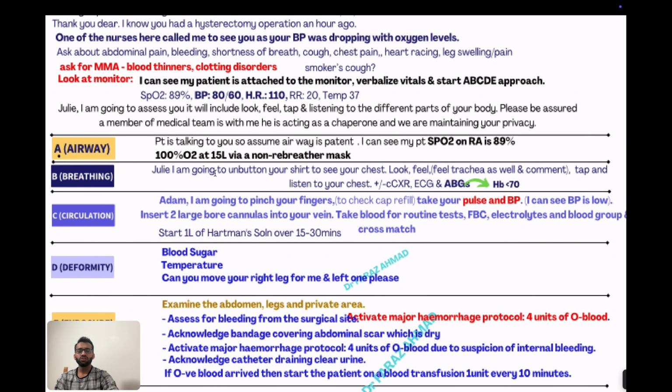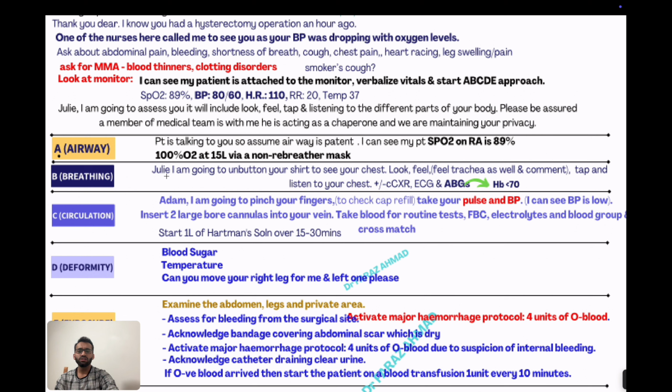In the airway you will say, as my patient is talking, I assume that the airway is patent, but I can see the oxygen saturation is 89% on room air. So I am going to start 100% oxygen at 15 liters via a non-rebreather mask. That's all. You will take the mask from the cupboard and put it on the patient's nose. That's it. No need to attach it to the oxygen, as there will be no oxygen cylinder over there.